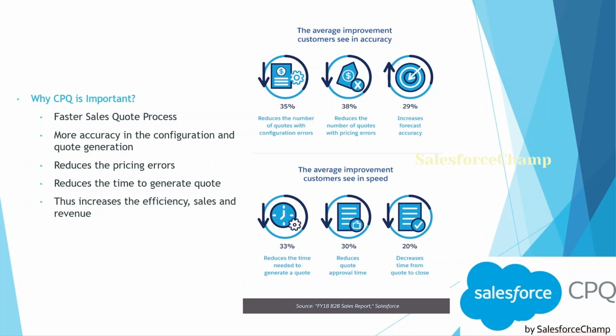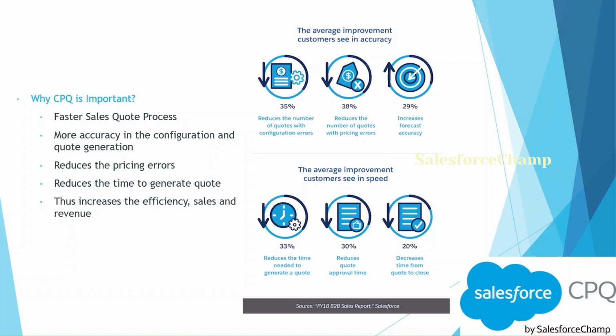In fact, according to Salesforce, it is reduced by a factor of 35%. So if you see here from the screenshot that we have provided, quotes with configuration errors go down by 35%, and quotes with pricing errors go down by 38%. And it increases your forecast accuracy by 29%.